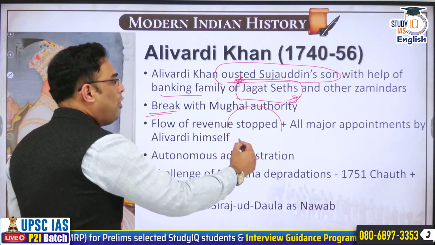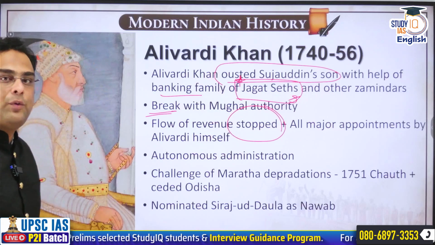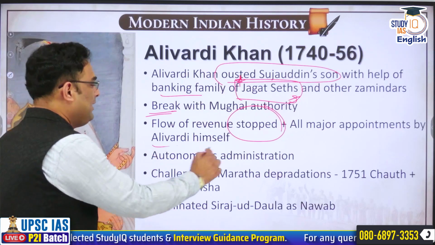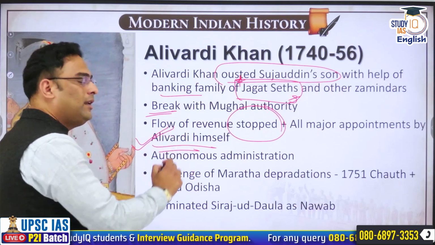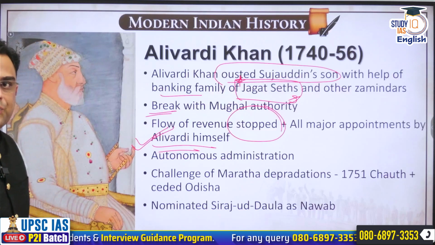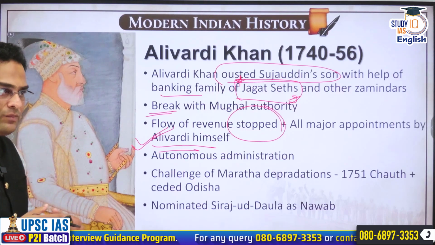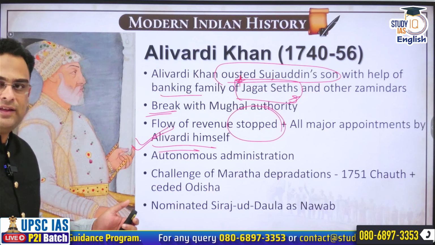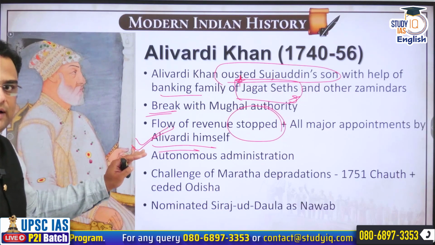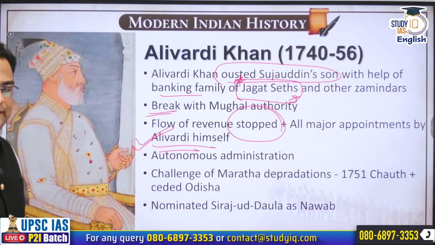With Ali Vardi Khan, the break with Mughal authority is now final. He stopped the flow of revenue and all major appointments to offices were made by Ali Vardi himself. He did not consult the Mughal ruler at all. Now all that facade that Mughals were the authority was given up by Ali Vardi Khan. All power was in his hands.